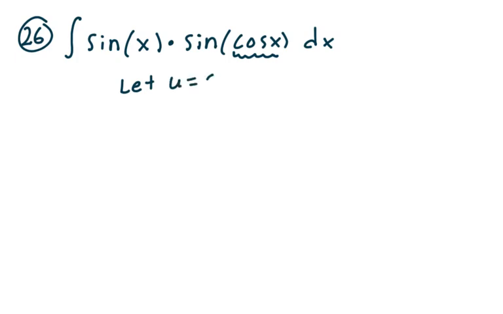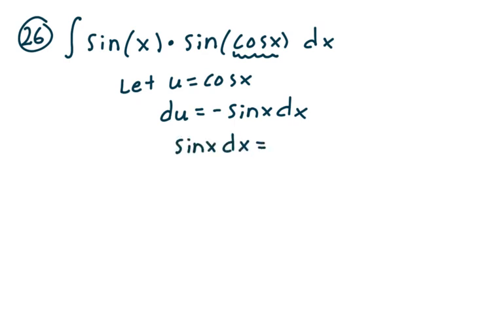So I'm going to let u equal cosine of x. I go for the inside function. That's where I start. So du is negative sine x dx. So sine x dx is negative du. Okay. So I'm going to pull the negative out in front. Well, let's back up. Sine x dx becomes negative du.